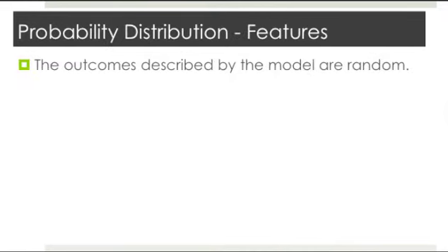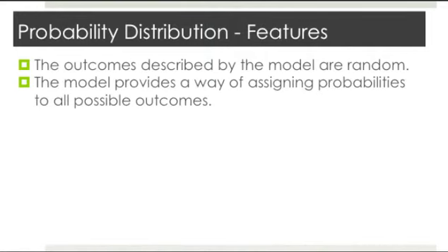Now, what we want to do next is talk about features of a probability distribution. And there are essentially 3 that we care about, 3 or 4. The first one is that the outcomes described by the model are random. And we just described what we mean by the word random. Secondly, the model provides a way of assigning probabilities to all of the possible outcomes. So for each outcome that we have, the distribution that we're using needs to give us a way to assign a probability to that outcome.